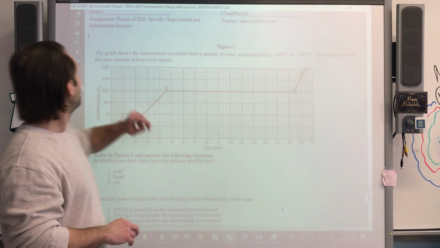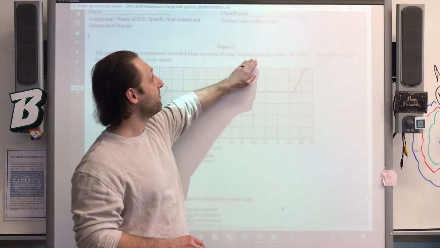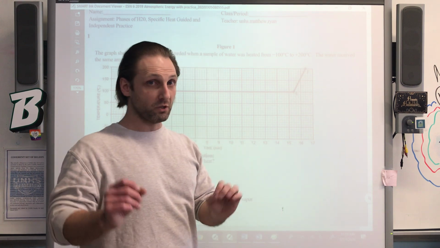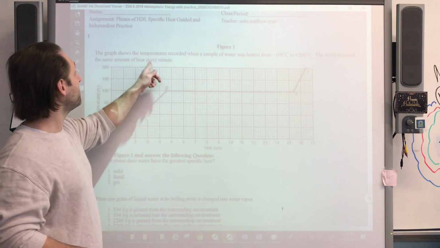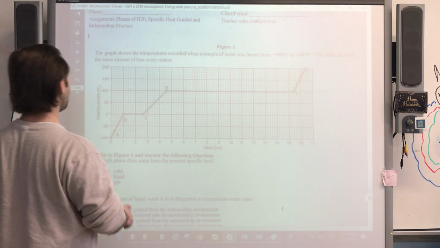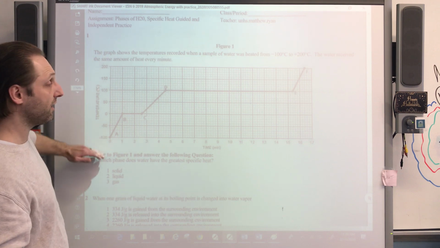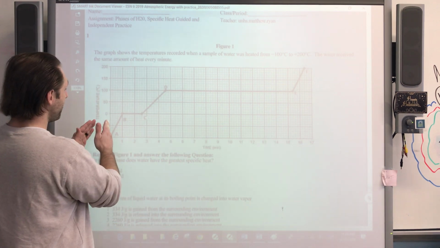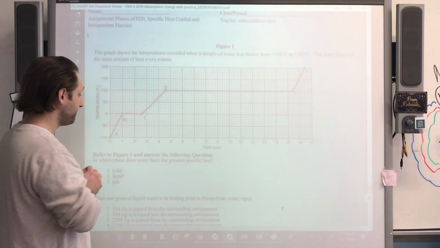Figure 1, the graph shows the temperatures recorded when a sample of water was heated from negative 100 degrees Celsius to plus 200 degrees Celsius. So we're dealing with Celsius, not Fahrenheit. The water received the same amount of heat every minute. So the heat applied was constant. We've got temperature from negative 100 to 200 degrees Celsius. That's the scale on the y-axis. We have time in minutes from 0 to 17 minutes. And we have multiple letters associated with phases and phase changes within the graph.